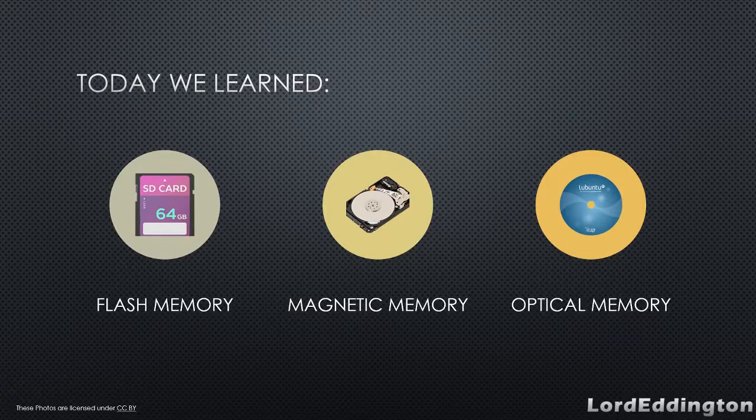So that's basically what we learned about different types of memory: flash storage, magnetic memory, and optical memory. I hope you liked that. If you want me to teach more computer science, I would love to. It's pretty quick to make, and I like it.